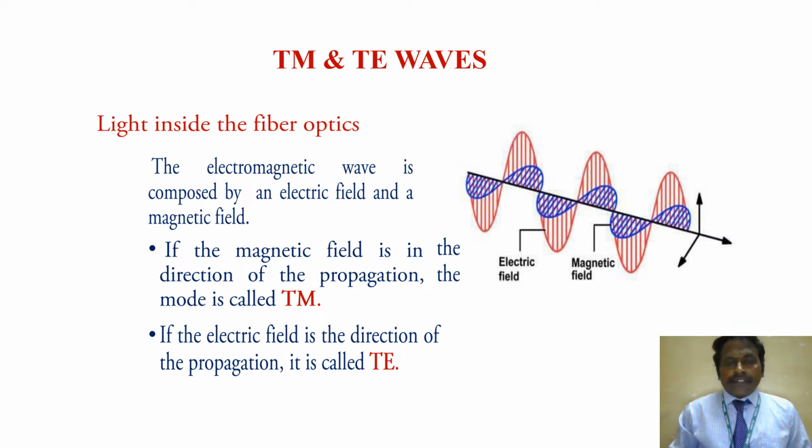If the magnetic field is in the direction of propagation, then we call that the transverse magnetic mode. If the electric field is in the direction of propagation, then we call that the transverse electric mode. So, transverse magnetic and transverse electric waves.